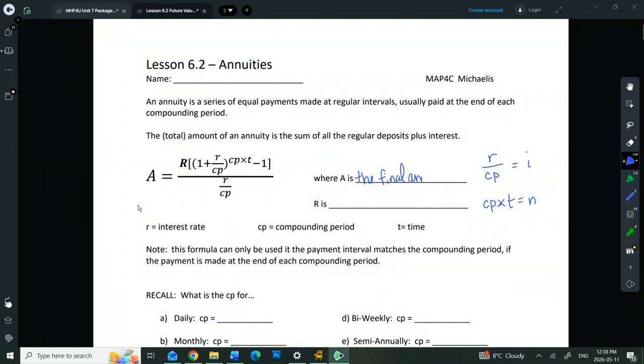So either the final amount that has been invested plus the interest, or the final repaid amount if you're repaying a loan or something like that. Okay, and that's in dollars. And then R is going to be the regular payment amount. So if you're putting in $300 every month for an investment, that's called the regular payment. Okay, and that's also in dollars.